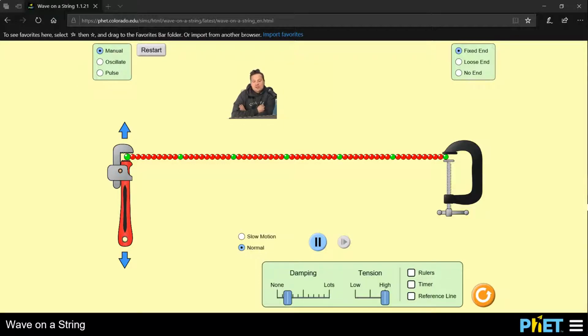As usual, please do remember that usually I post videos on hardcore math topics, but today we're going to talk about a wave and some related concepts to waves. So I'm using a simulation from the University of Colorado called Wave on a String 1.1.21, and let's take a look. Across the top we have some features like manual, oscillate, and pulse. To keep things organized and neat, I'm going to go with oscillate, and let's see what that means.